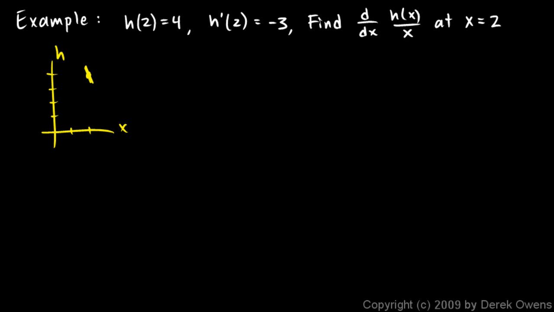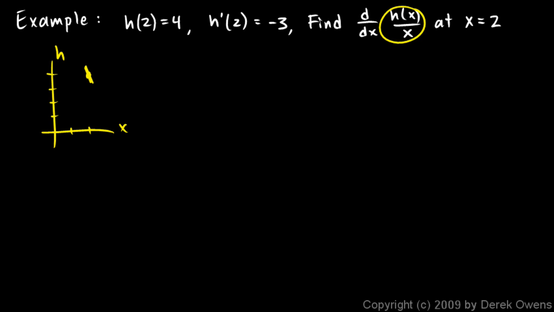So about like that. Now I don't know if this function is doing this or if it's doing this, but I know that when it goes through this point right here, at that instant, it has a slope of negative 3. That's function h. I only know what it looks like right at that one point. Then I'm told to find the derivative of h of x over x at x equals 2.